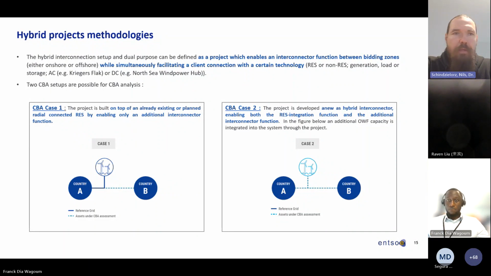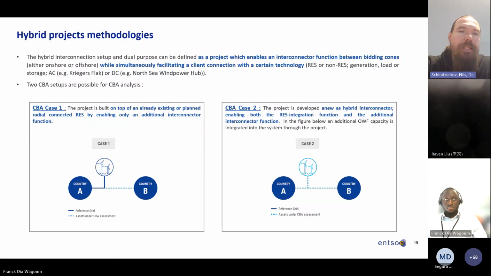We already have some examples from the TYNDP 2022 where we were treating those specific projects with the methodology applied there. One project is the AC project Kriegers Flak, which has already been in the TYNDP earlier on, but has just been assessed with the methodology as defined here during the last TYNDP and will be applied for the next one as well. The other one that has also been assessed using this methodology in TYNDP 2022 is the DC project, which is kind of an interlinkage between several hubs, the North Sea Wind Power Hub. That is a concrete project in the TYNDP as well. So these are examples for typical hybrid projects, how we define a hybrid project.